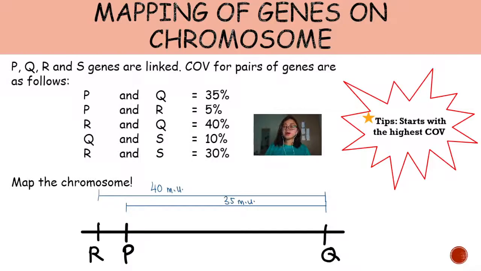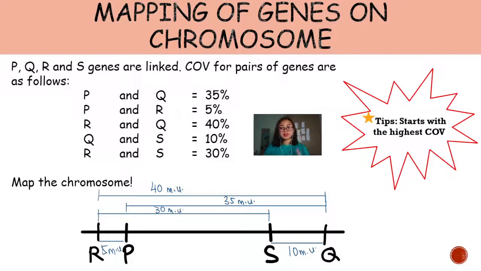35. Third largest COV is 30%. 30% antara R dengan S. So, it should be around here. R dengan S. And then I'm going to use the remaining smaller numbers to check my answer. So, yang tinggal adalah 10% antara Q dengan S dan 5% antara P dengan R. Saya cuba letak sini. Okay, nampak macam betul dan nampak macam betul. So, when I check and see that my map makes sense with this data, I am done with this exercise.